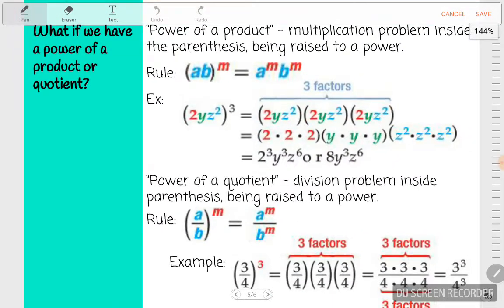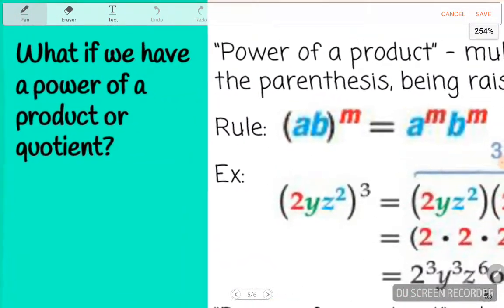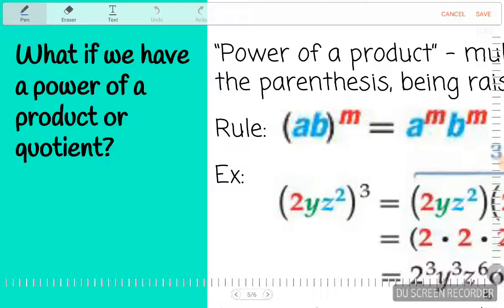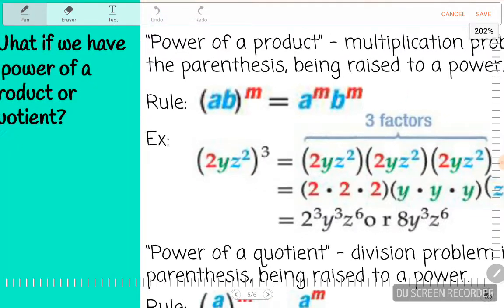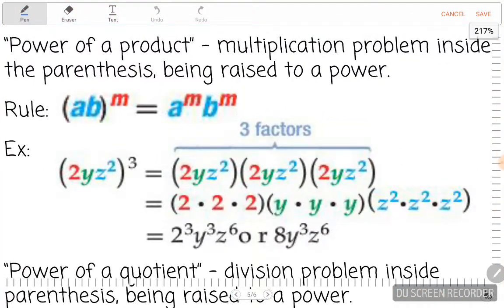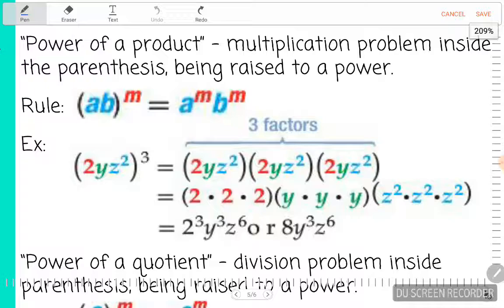Okay, so this is another rule. What if we have a power of a product or a quotient? So basically this is saying we've got stuff going on inside parentheses, and then we're raising that to a power. So power of a product, okay, product means multiplication. So that means I've got multiplication going on inside parentheses, and then it's being raised to a power. The rule here is that basically we distribute the exponent to each piece.